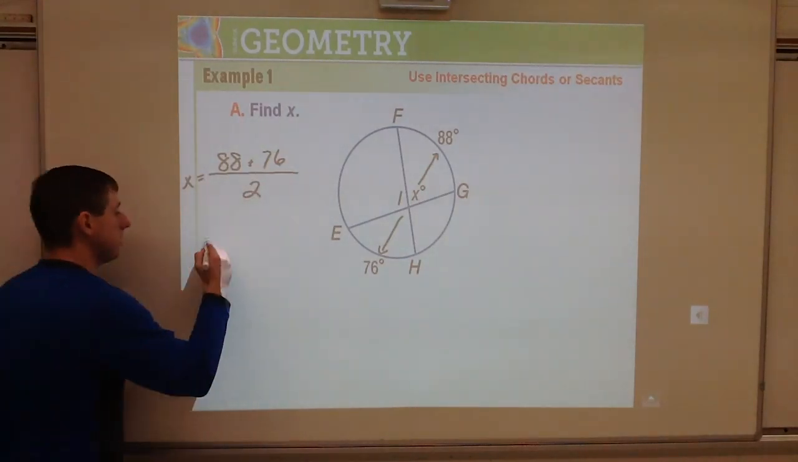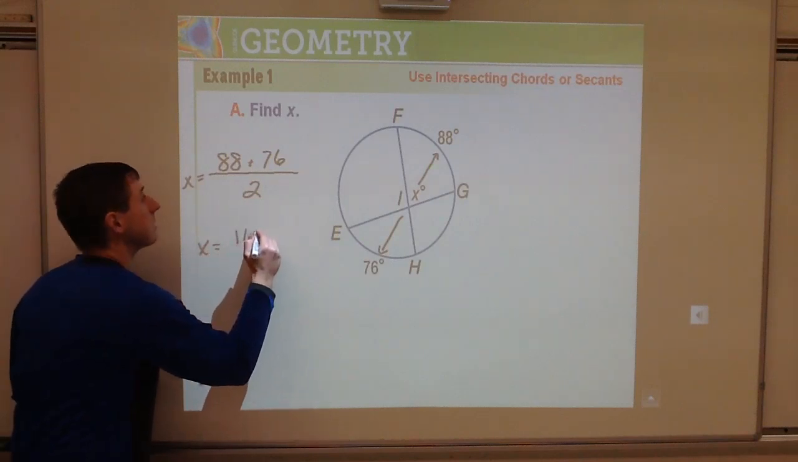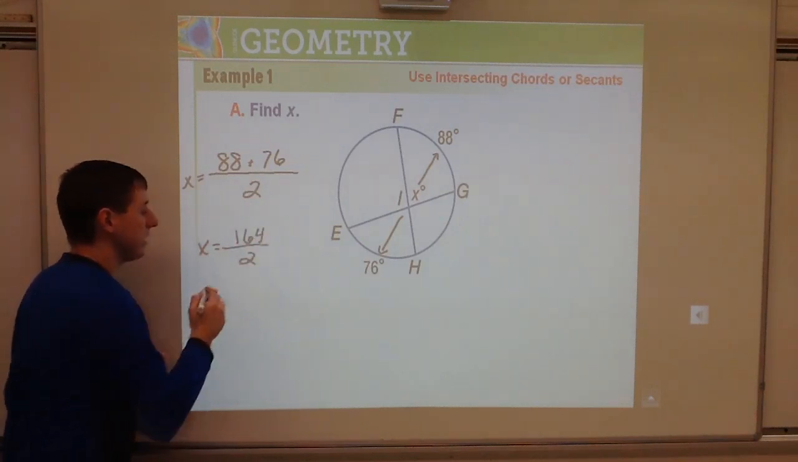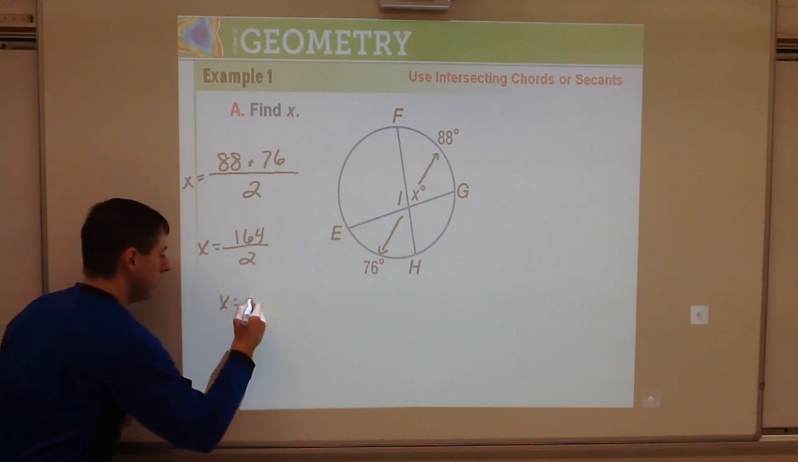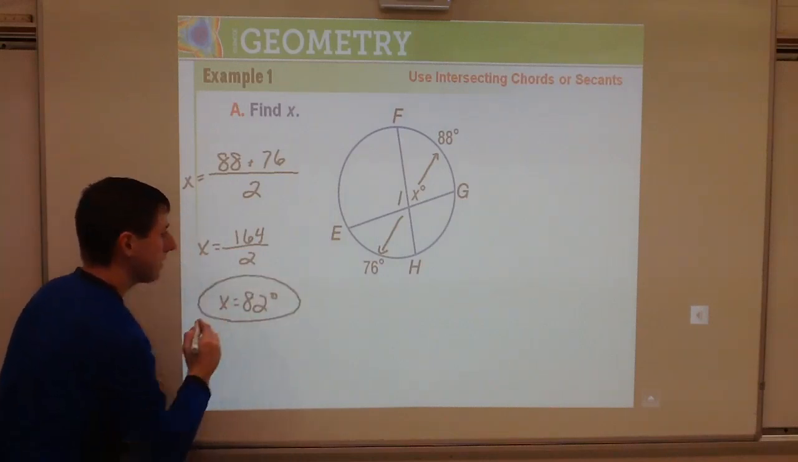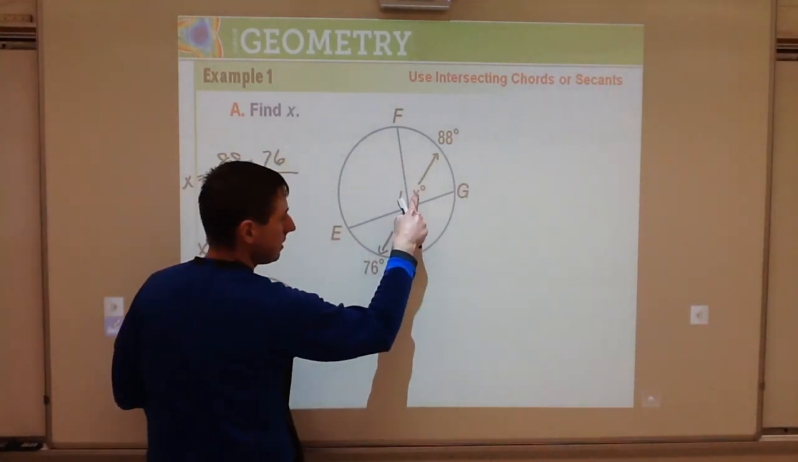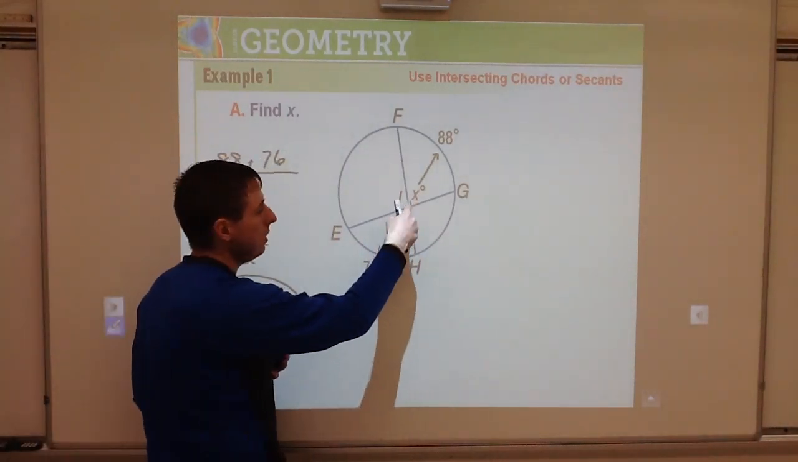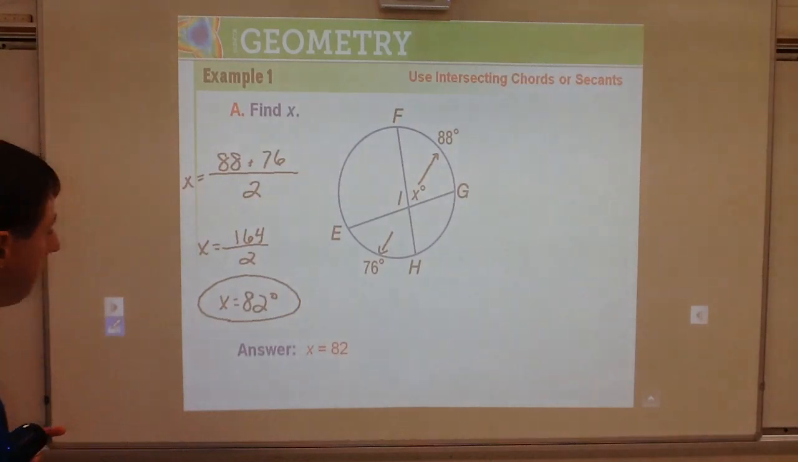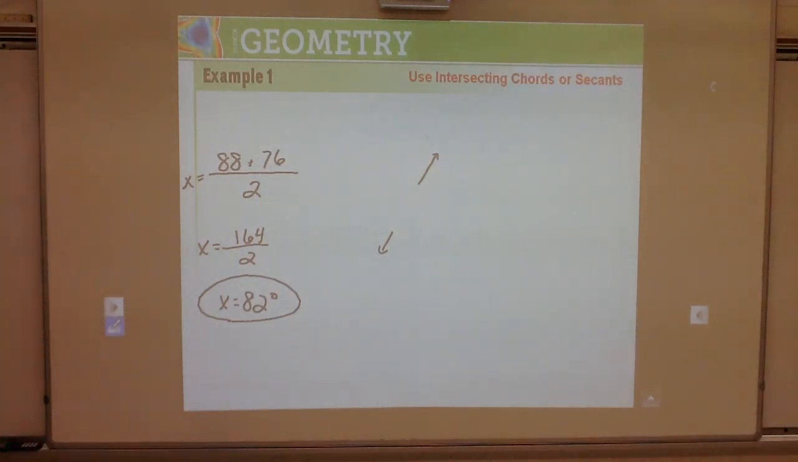Okay, so 88 and 76, it's 164. If I divide that by 2, that x angle is going to be 82 degrees. And then the angle opposite, remember, this is 82, that's 82 there also. Okay, so those will be 82 degrees. Okay, let's try another one.